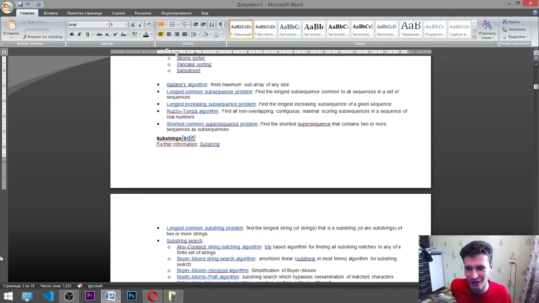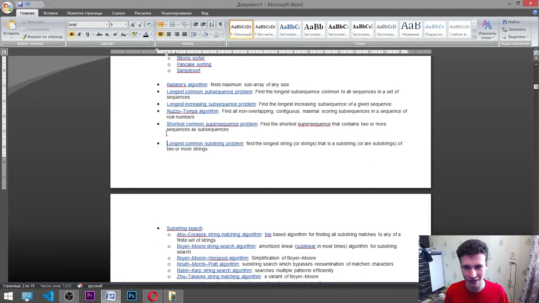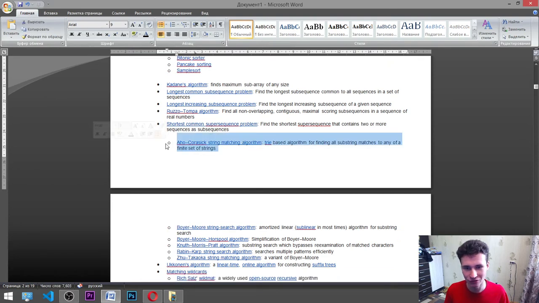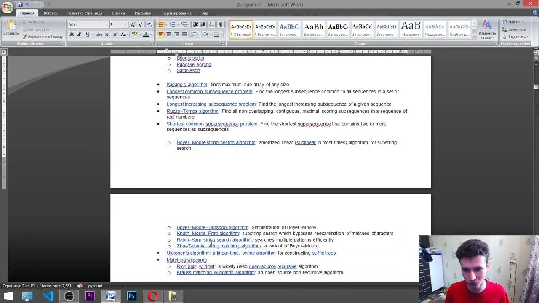On the left side you have the pages, number of pages and number of words. And you can check it, how many we kind of have right now. Longest common substring, yes, we know. Substring search, okay. Aho–Corasick, exact matching, yes, I know. Boyer–Moore, Knuth–Morris–Pratt, I know too.